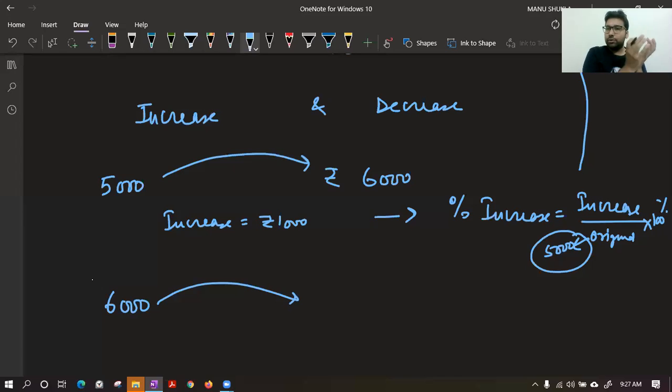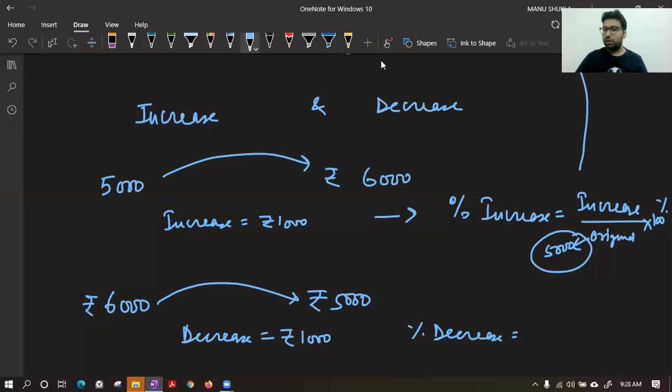Whenever you have something in the first place and you are making something at the second place, the first is your original value. Just keep this in mind. Similarly, if there is a decrease in salary, starting it was 6,000 rupees and now it is 5,000 rupees, and you want to find the decrease percentage. Again, to find percentage, first you need a fraction. How to make that fraction? First, we find the decrease. The decrease is rupees 1,000, and the decrease percentage will be given by decrease value upon original value into 100.